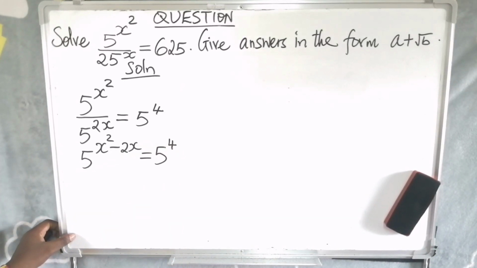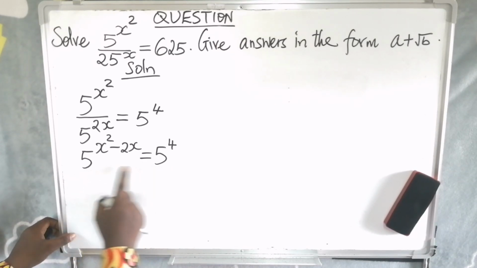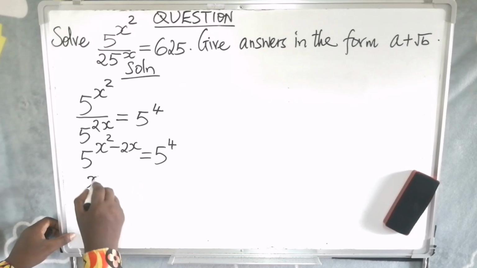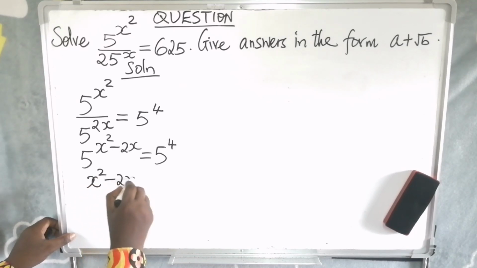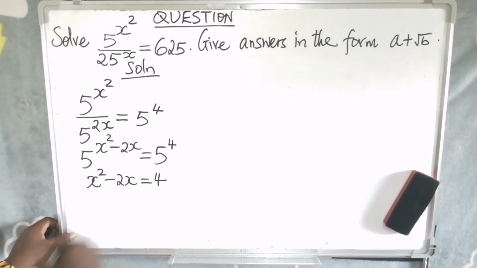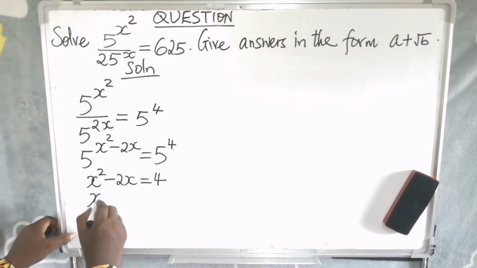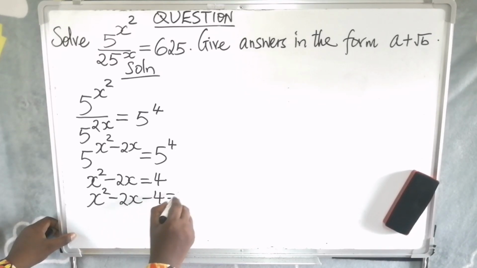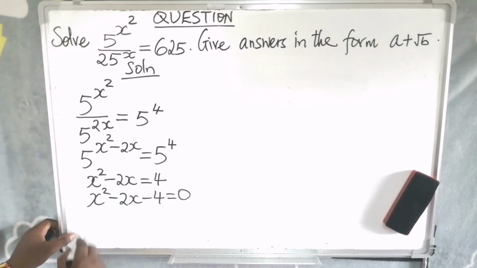That brings us to two sides which have the same base, right? So we can therefore conclude that x squared minus 2x is equal to 4. And this gives us a quadratic equation: x squared minus 2x minus 4 is equal to 0.